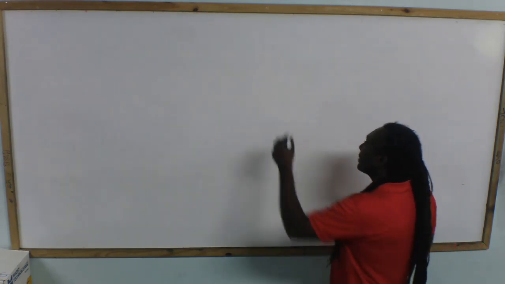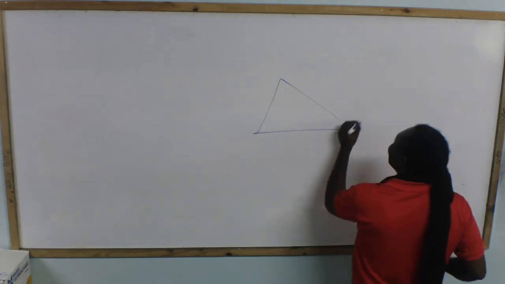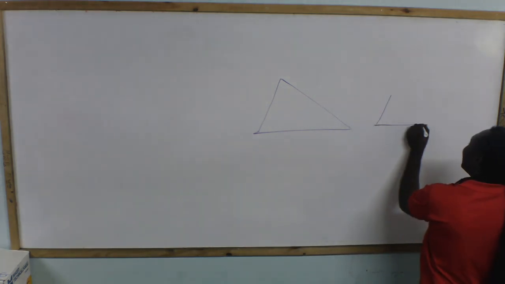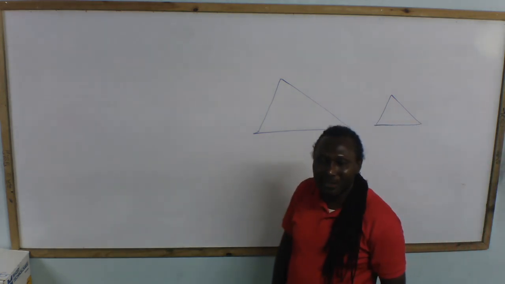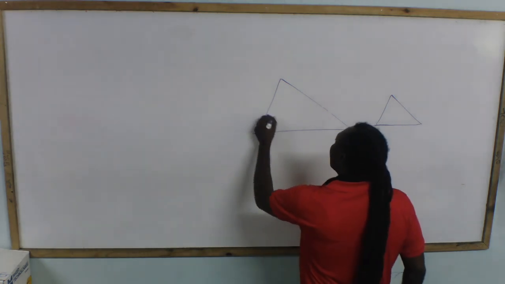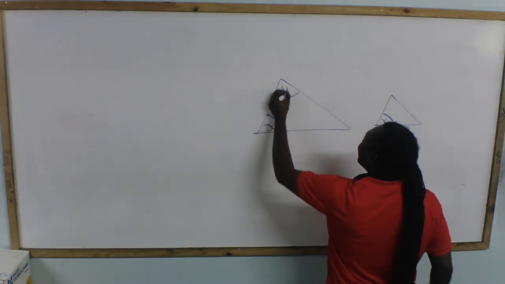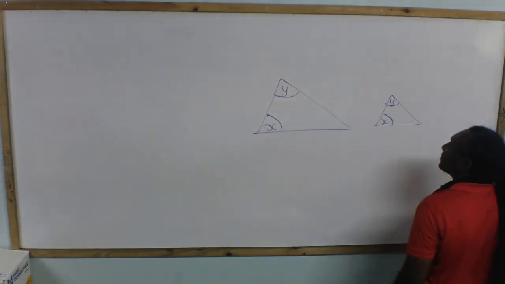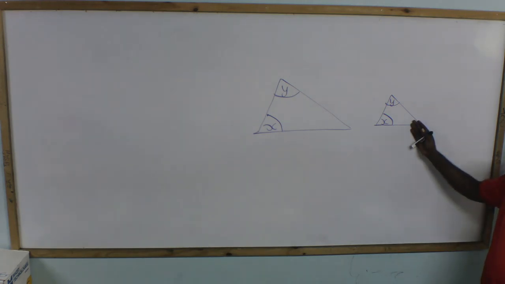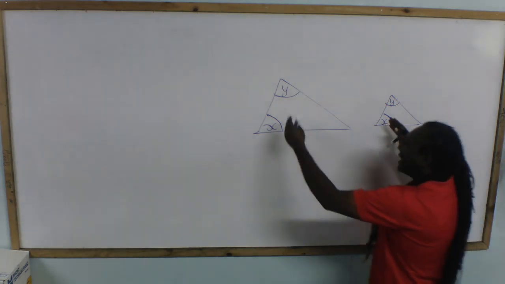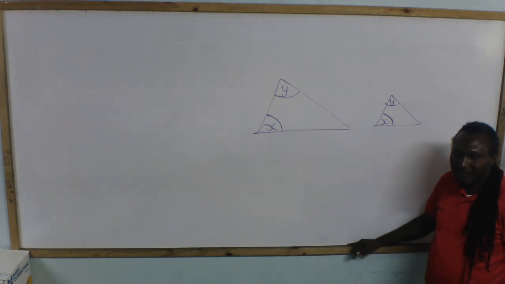Now, what is the foundation of trigonometry? It has its foundation in similar triangles. And what we mean by similar triangles is that corresponding angles will be the same. This will be y, and this one will be y. That one you may call z. But as long as the triangles are similar, then corresponding angles are equal.